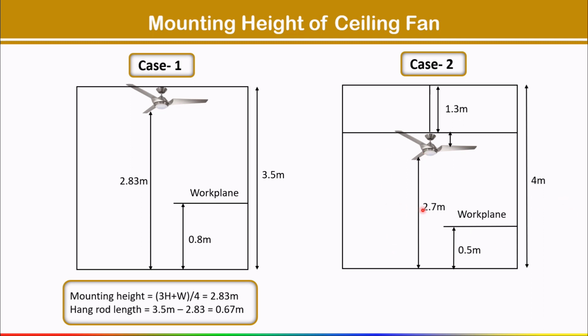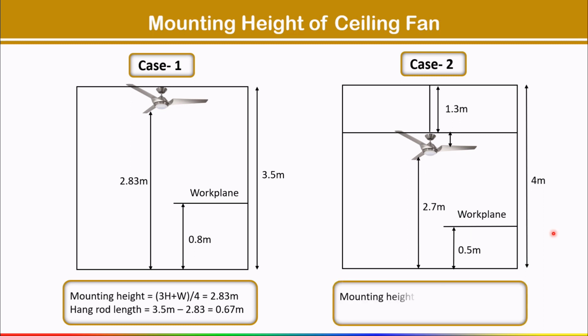I want to calculate the mounting height of this fan blade. How to calculate? Same formula. When I use the formula, I get the mounting height of the fan as 3.125 meter. But the problem is that from finished floor level up to the false ceiling, how much height do we have? It is given as 3 meter. But the mounting height of the fan blade is coming 3.125, meaning more than 3 meter.